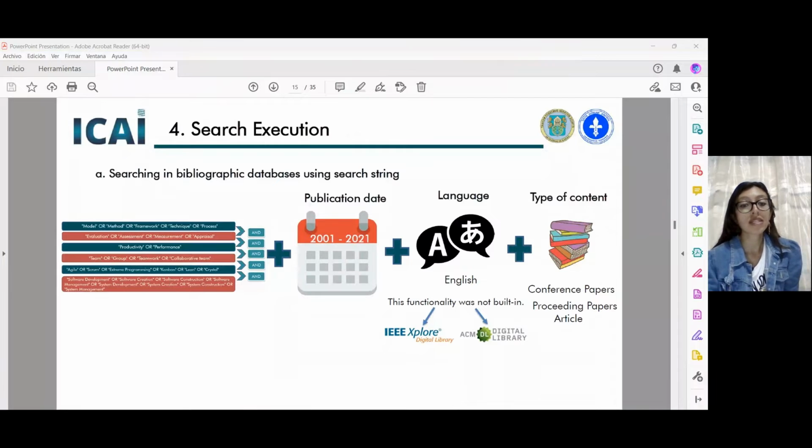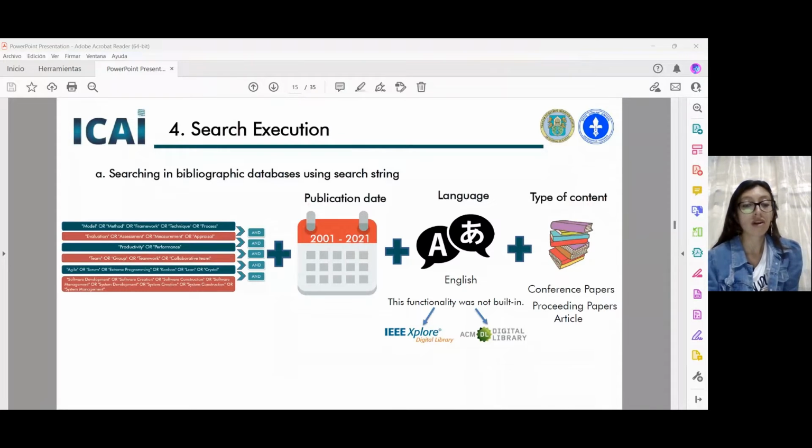In this phase, we use the search string. Also, we consider the publication date, the language, and the type of content. It's important to mention that in IEEE Xplore and ACM Digital Library, it was not possible to filter by language because this functionality was not available.